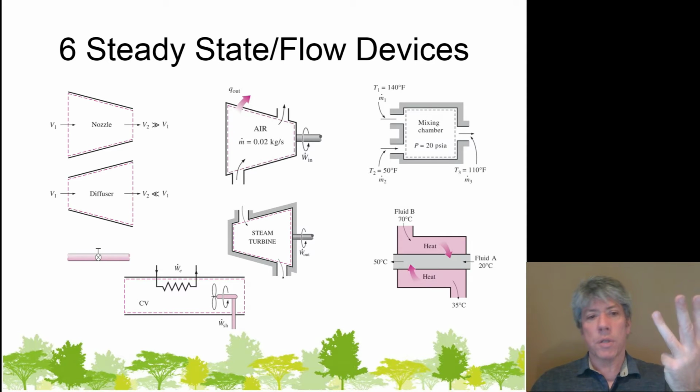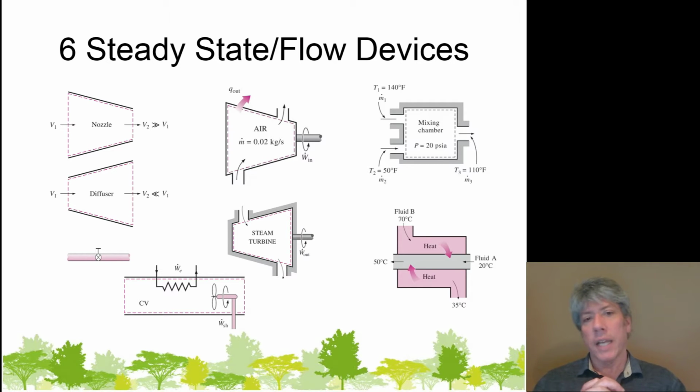heat exchangers, throttling valves, that's the one in the lower left that looks like a pipe with a valve in it, and then finally duct flow devices, devices that have heat interactions and work interactions because you've got a fan pushing things through it. These are very common devices to which we can apply our steady flow equations of mass conservation and energy conservation.